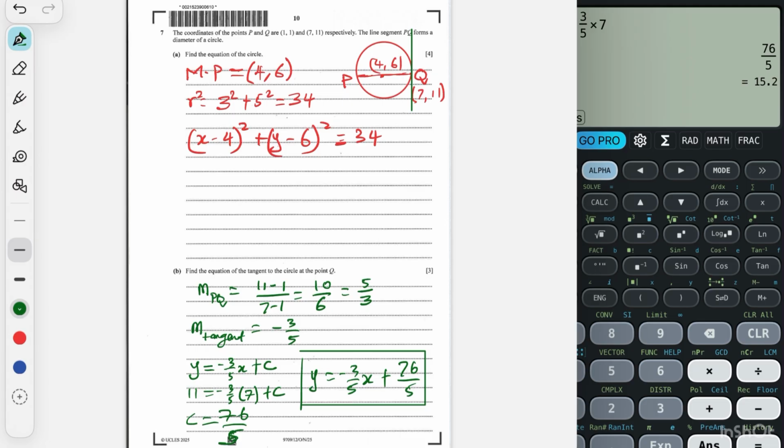Make sure if you see any error, you type in the comment section. But this is the solution I'm getting.